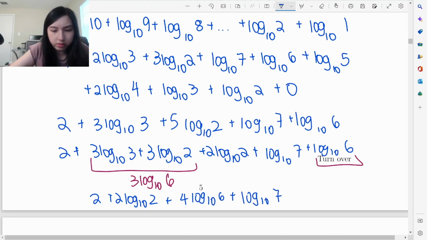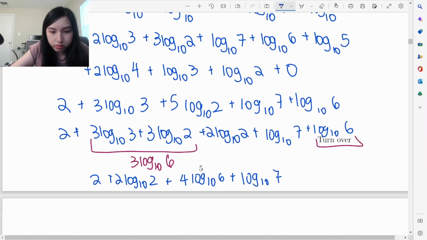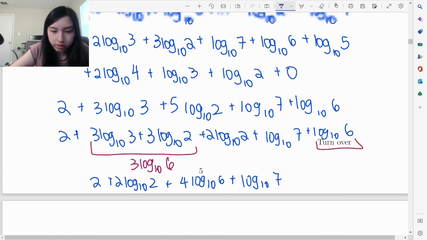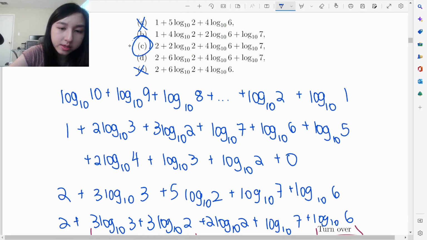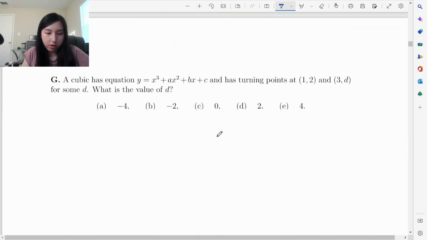Is there an option that looks like this? 2, 2, 4, that one. 2, 2, C. Okay, that was a bit long, it took a while. Let's look at this one. A cubic function has this and a turning point of that for some d. What is the value of d?